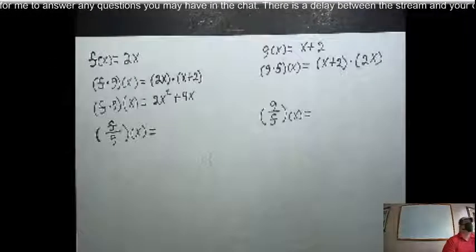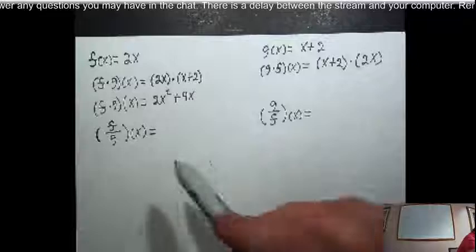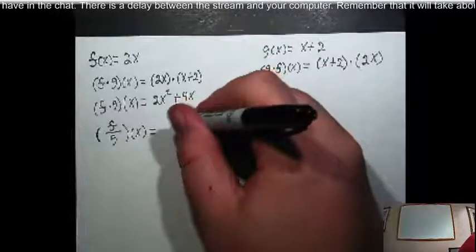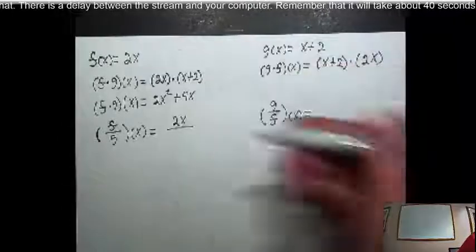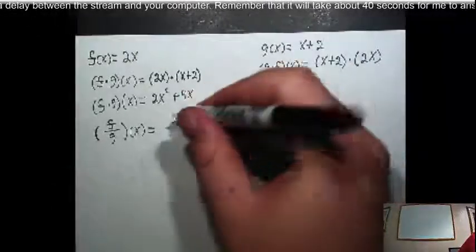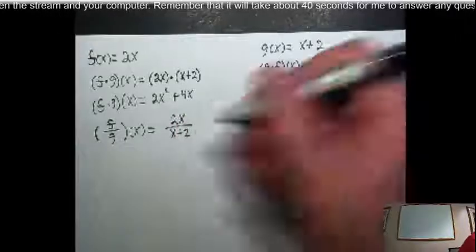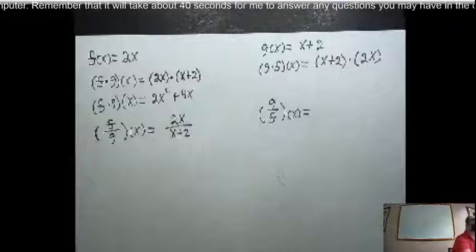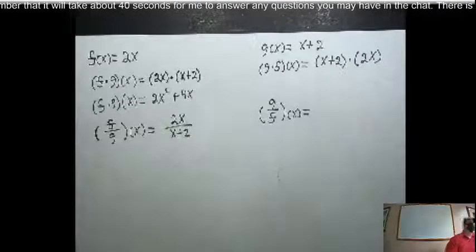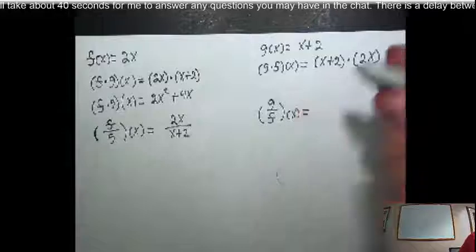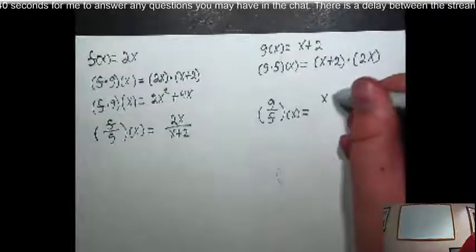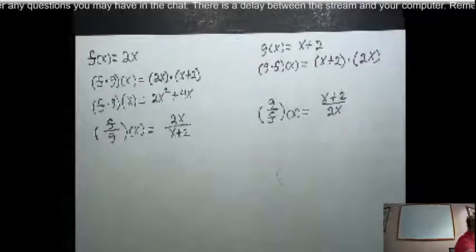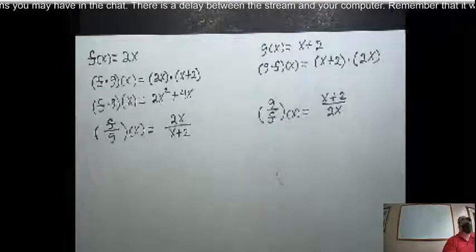Okay. So here we have f over g. We're going to do that exact same 2x for f over x plus 2 for g. And that's about as far as we can go. There's not really any simplifying we can do. So on the other side, g over f, let's see what this looks like. x plus 2 over 2x. Yeah, same thing. Can't really simplify it.